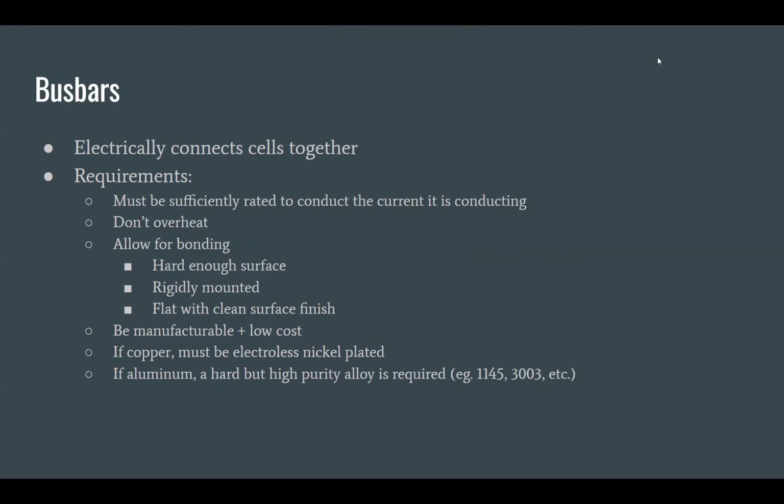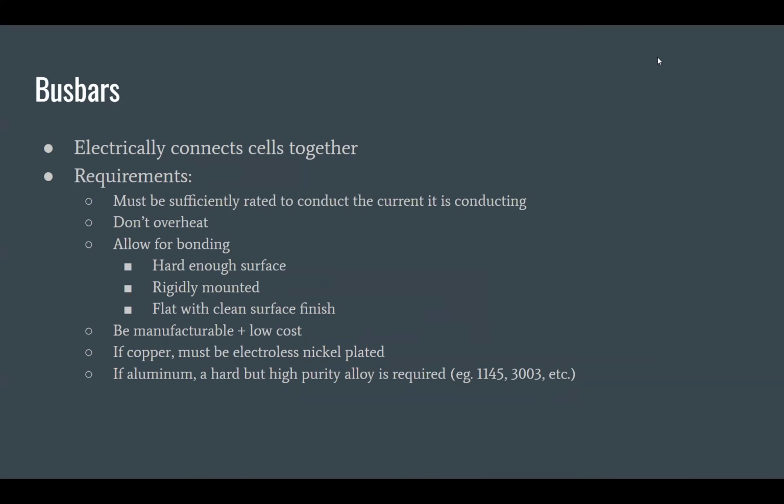Obviously, it has to be able to withstand current flowing through the battery pack and distribute current between our cells as we draw from them. They have to not overheat. And they have to be rigidly mounted enough and made of a strong enough material that you can bond to them successfully. For example, if you're picking aluminum and you're going to bond to it, Hess recommends certain types of aluminum that are harder, even though they have high purity, specifically so they can bond to it effectively.